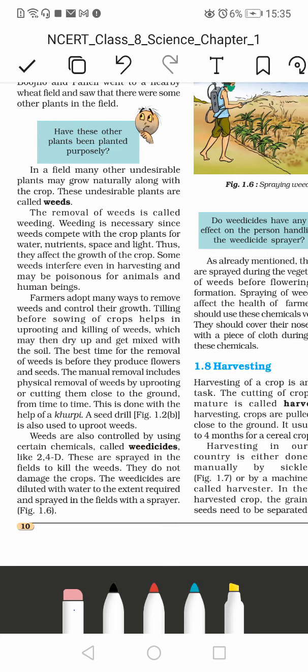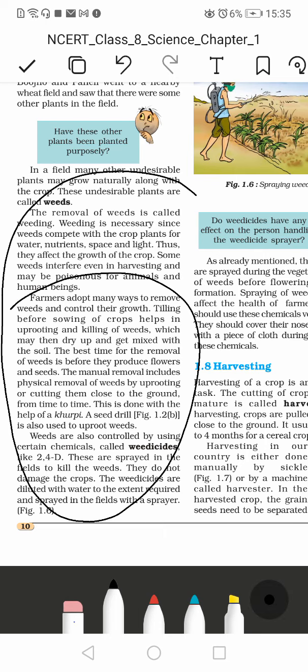Farmers adopt many ways to remove weeds and control their growth. Tilling before sowing of crops helps in uprooting and killing of weeds, which may then dry up and get mixed with the soil. Remember, this paragraph is quite important, because it tells you the different ways that farmers have adopted to remove weeds.